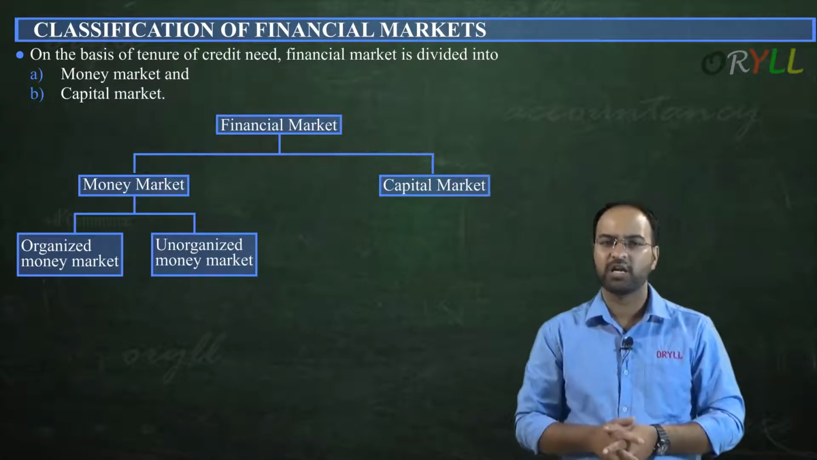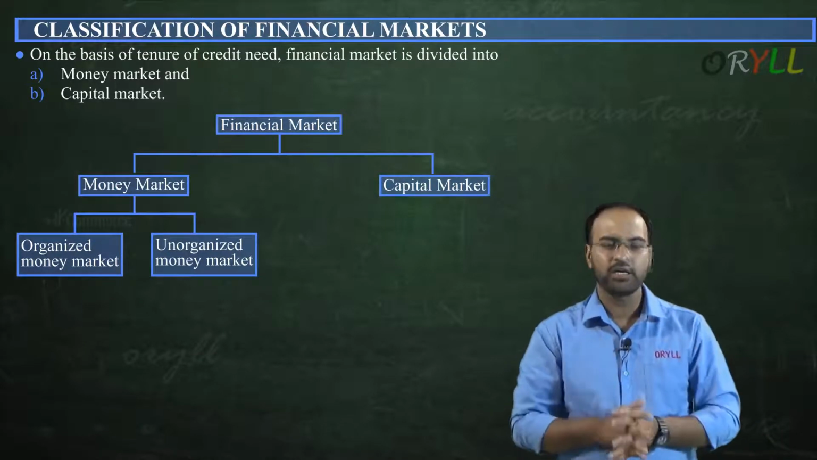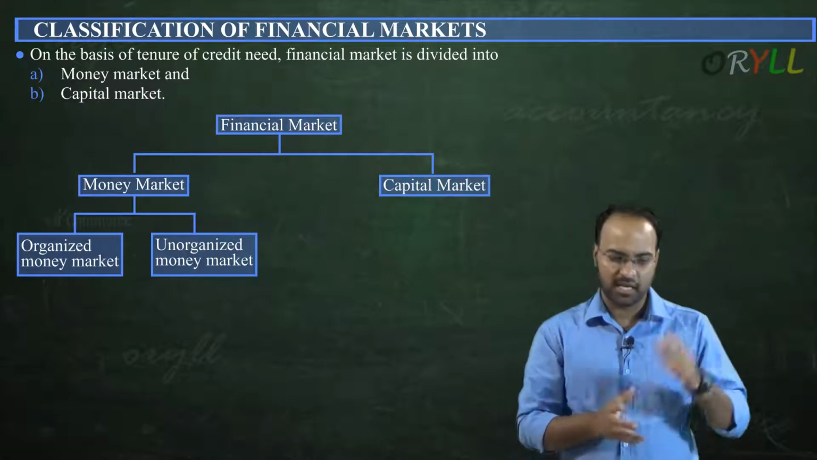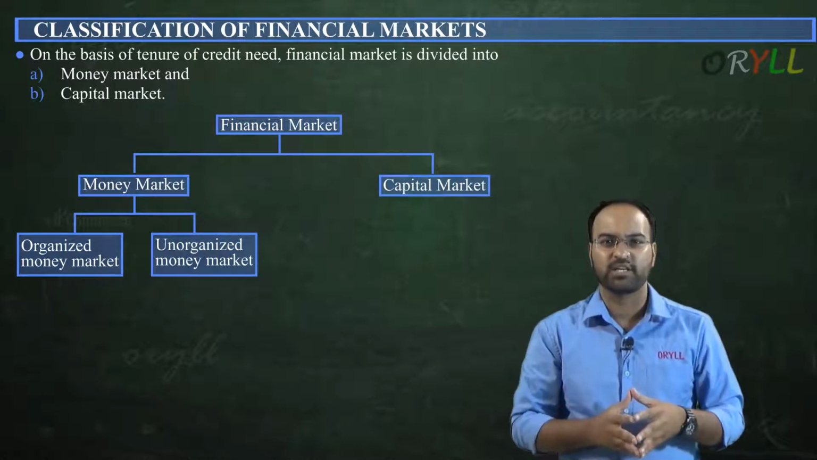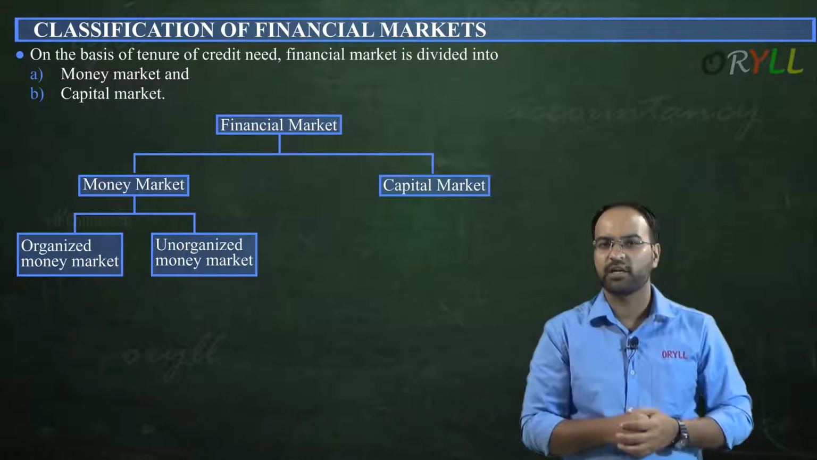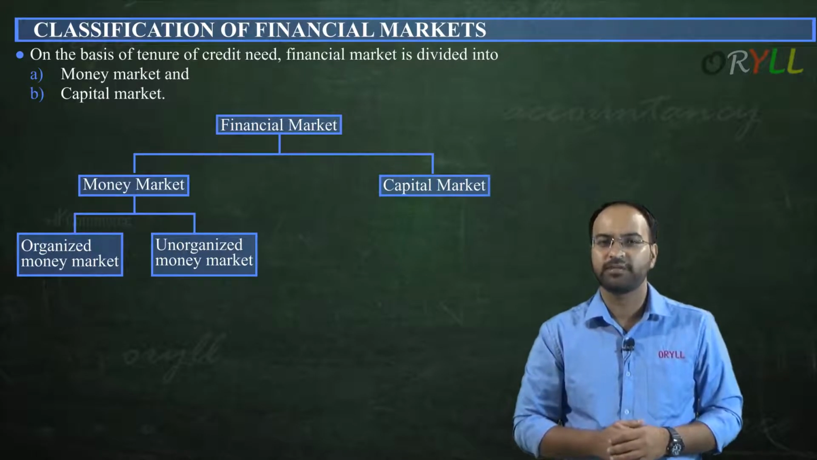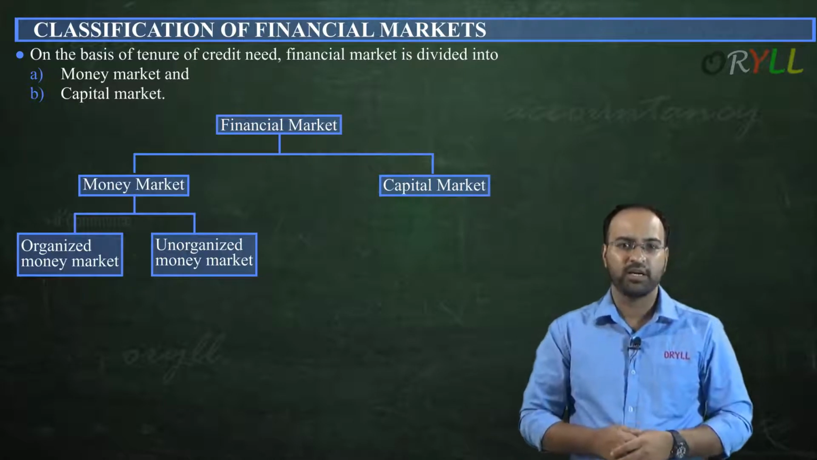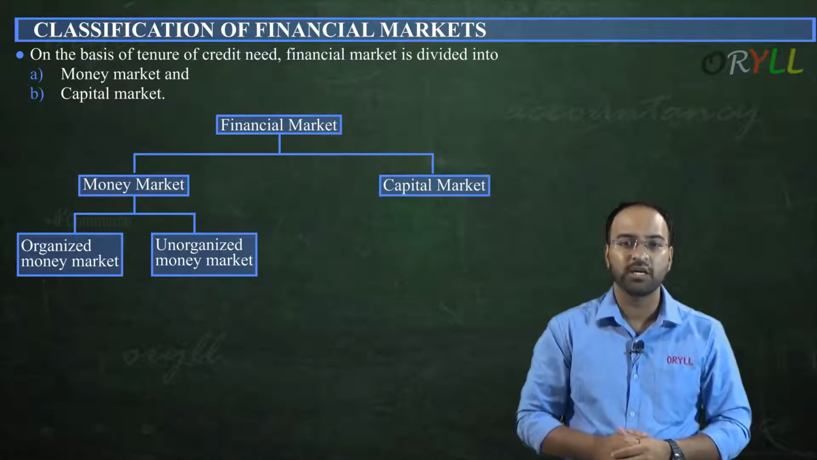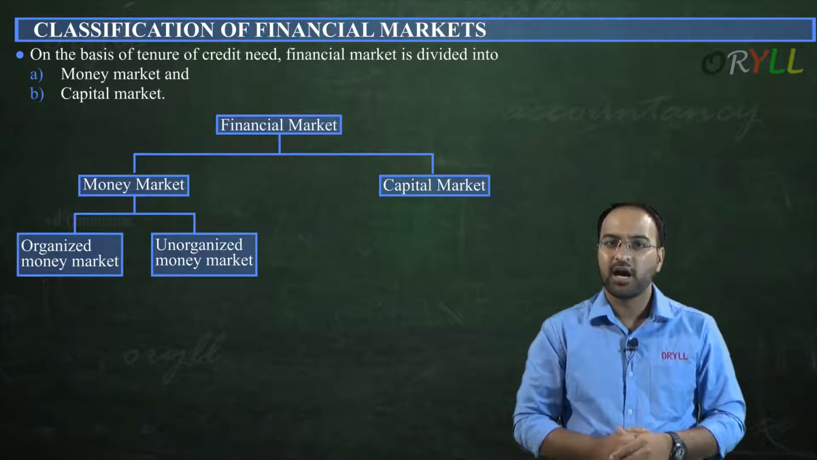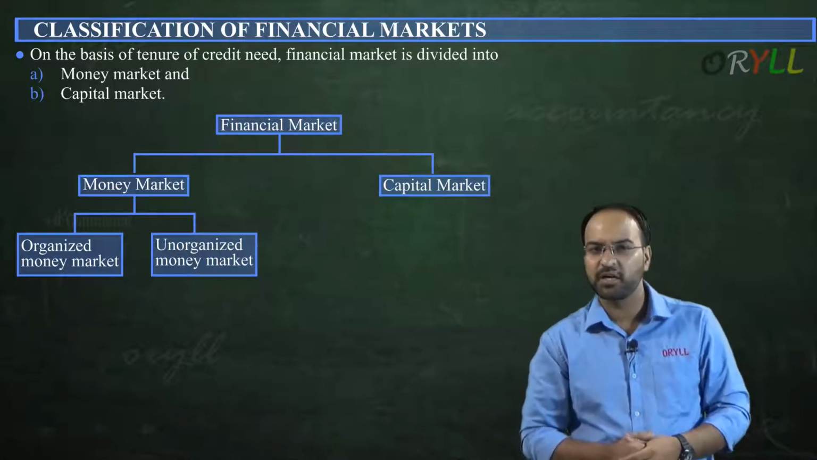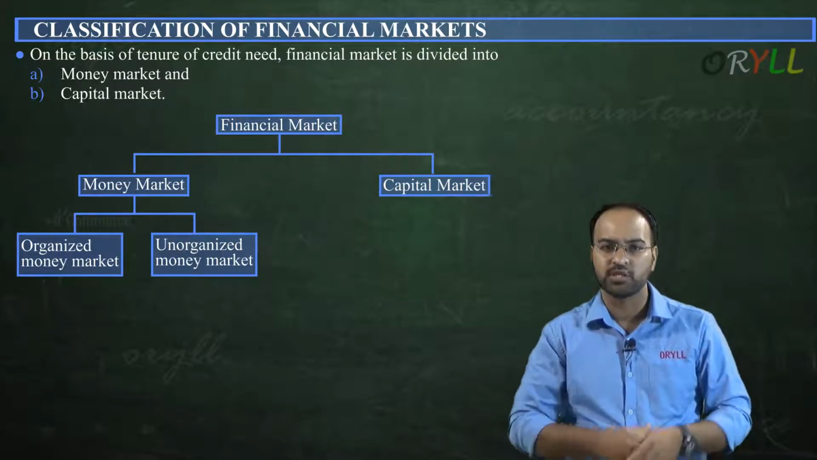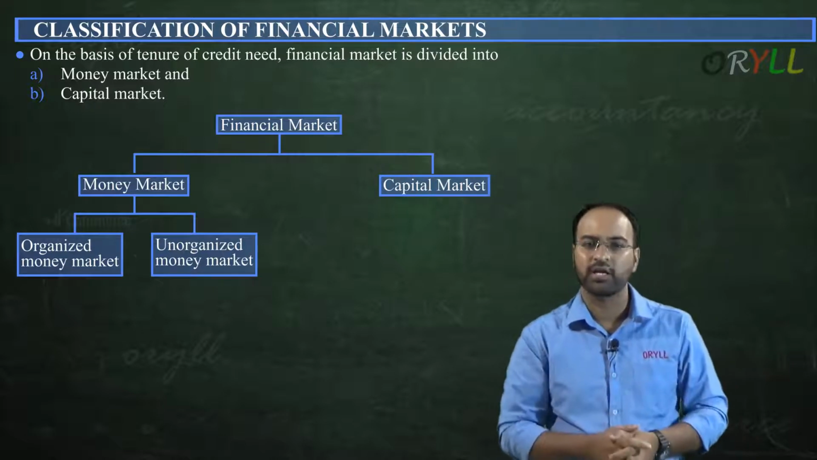Now what do you mean by organized money market? Understand, organized money market means in this market there will be certain regulators who will be controlling this market. I'll give the example: RBI, Reserve Bank of India, is controlling the money market in India. So they are called organized money market. And who operates in this organized money market? Banks and financial institutions operate in it.